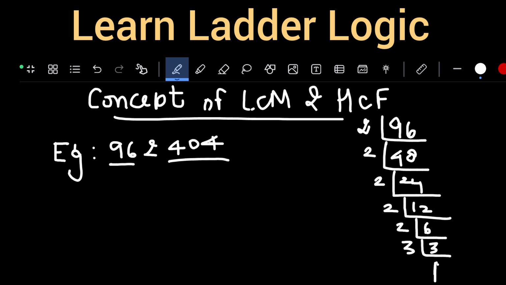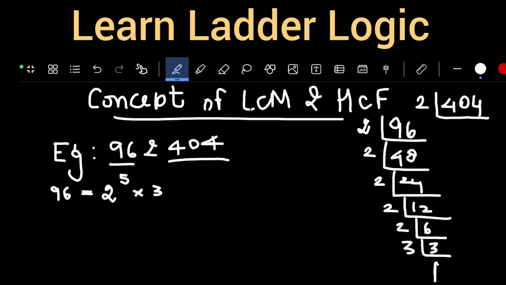Okay, so I'll just write 96 here. 96 is equal to 2 to the power 5 because you see the number 2 coming 5 times, into 3. Let's do the prime factorization of 404.